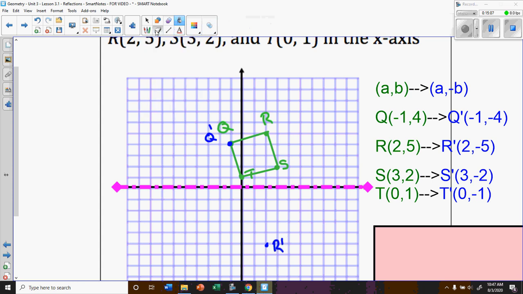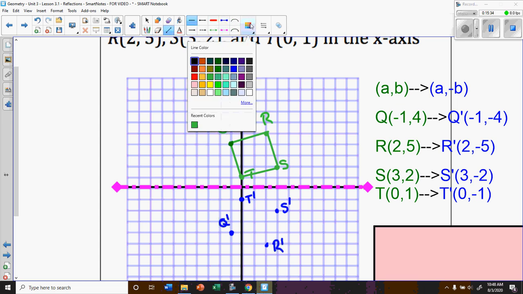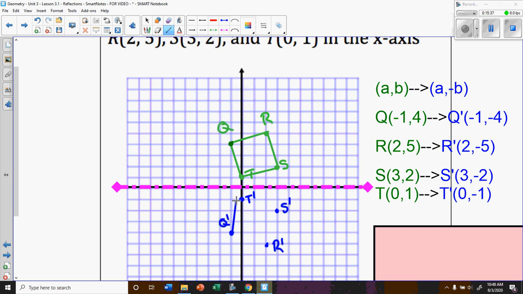Erase, erase, erase. And then let's go back to that. So that was -1, -4. That was Q prime. 3, -2, which is S. And then 0, -1, which is T prime. And then I do my line. Connect them. And there you go. Notice how it's the exact same shape, but it's just reflecting over the x-axis.